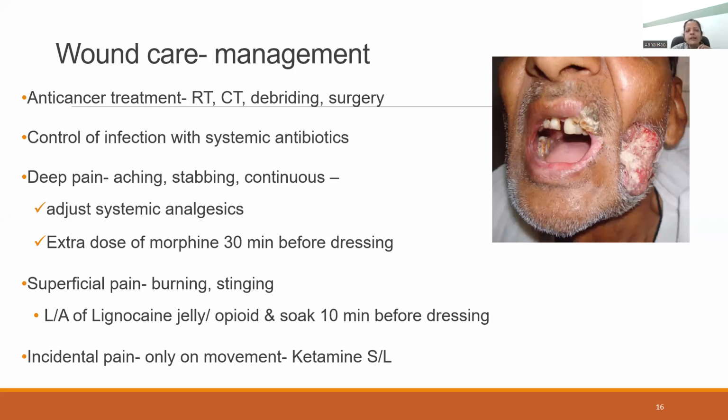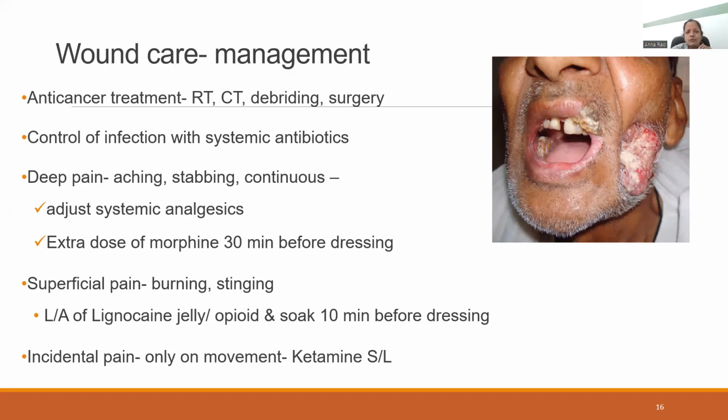Okay, so for that, we need to see to it that patient remains pain-free. Right? What kind of pain can be there? Right? You must have learned regarding pain issue. Right? So patient can explain or can describe the pain as aching, stabbing, or it can be continuous pain also. So depending on the type of pain, we can give the analgesic drug as per the WHO ladder, and plus adjuvant drugs can be used. Right? So dose can be adjusted.